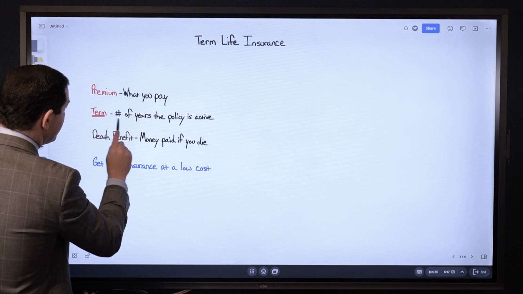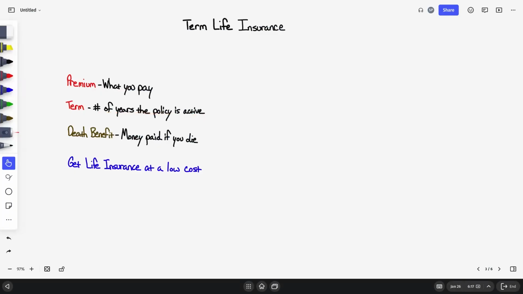Then we've got the term. This is the number of years the policy is active. And then we have the death benefit. This is the actual amount of life insurance. And if you die, that life insurance benefit is paid out to your beneficiaries, and it's also paid out 100% income tax free.